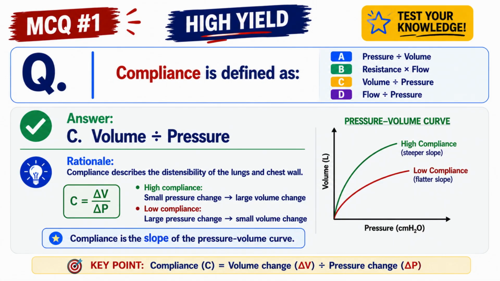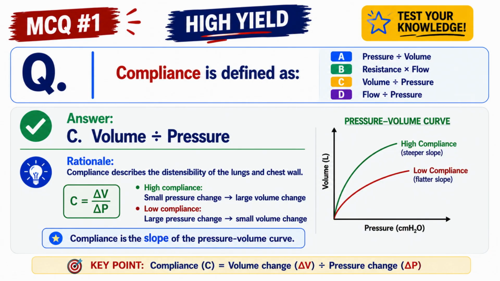Compliance is the slope of the pressure-volume curve. Steep slope, high compliance. Flat slope, low compliance. Normal lung compliance is approximately 200 milliliters per centimeter of water. Increased compliance: emphysema. The alveolar walls are destroyed.